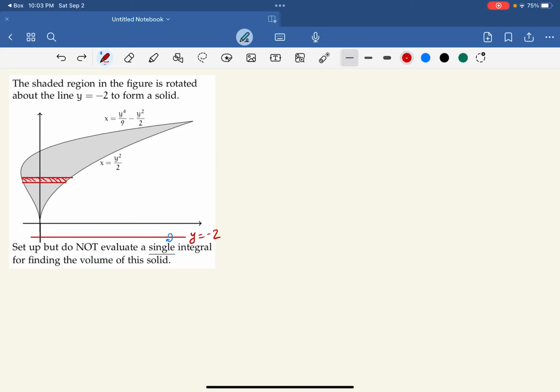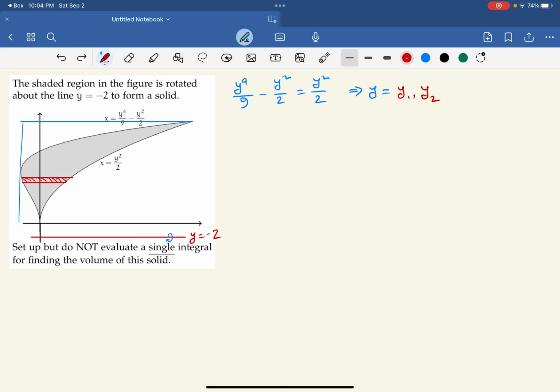That means we will need to find the intersecting points of these two curves. Here both the functions are equal to x, so we can set the equation like that.